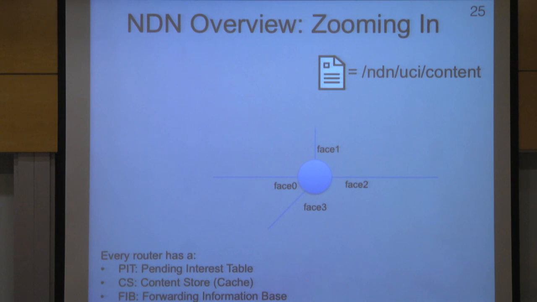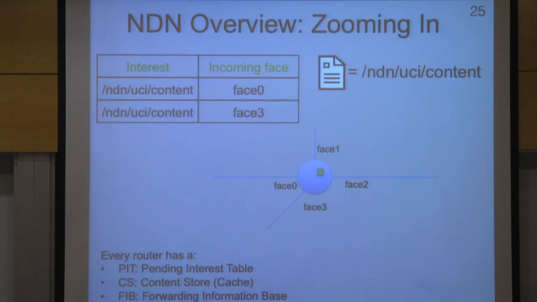Now, if you zoom in, what happens is this. Every router has something called a PIT, pending interest table. That's that fast cache, very temporary, very ephemeral. And every router has a content store. This is the actual cache that stores content. So when an interest comes in on interface 0, it is then forwarded to interface 2, because that's where the content is found.